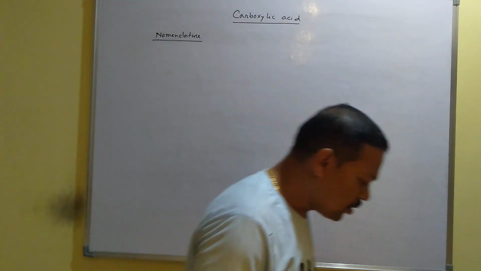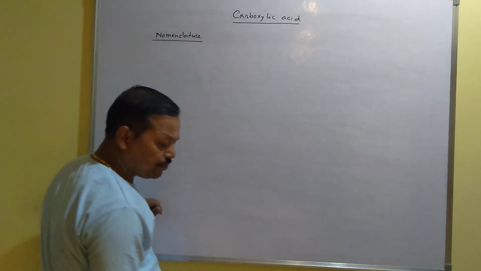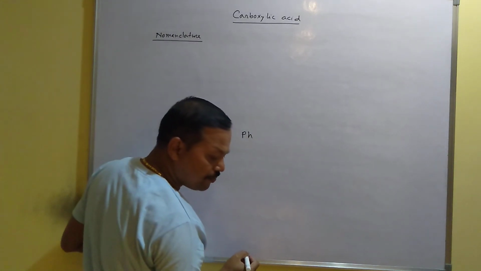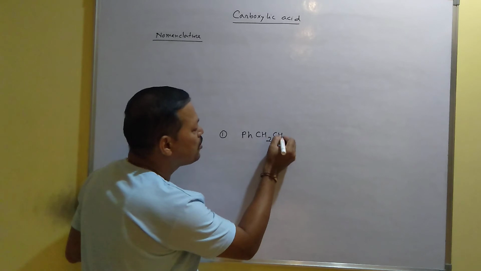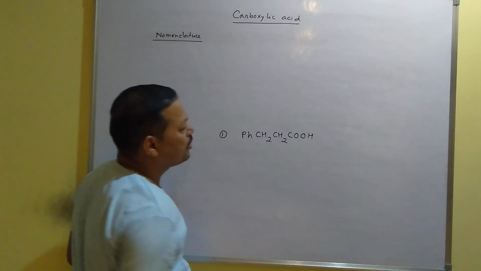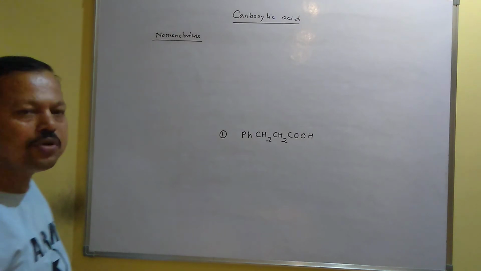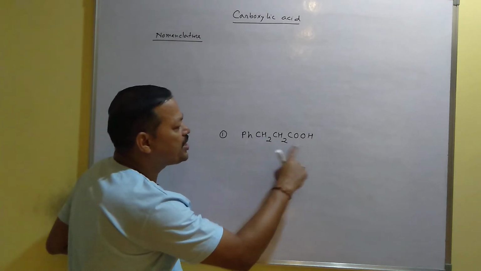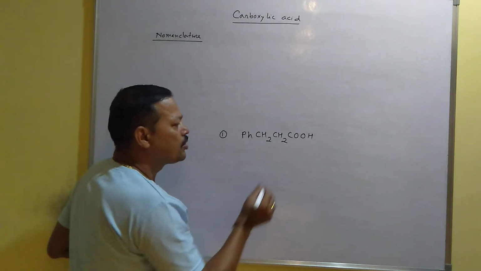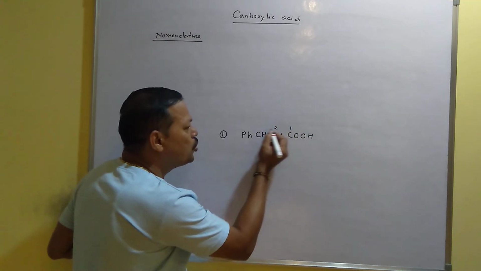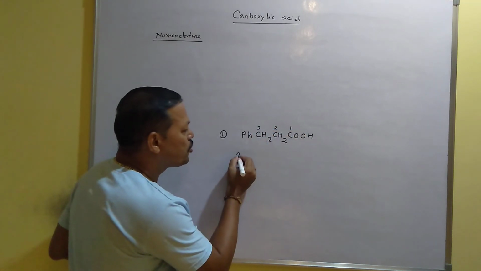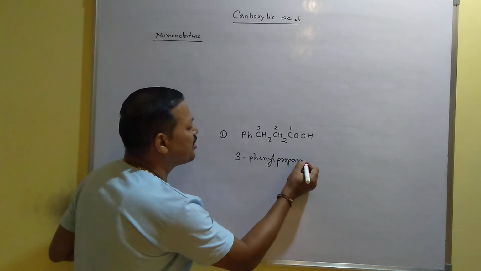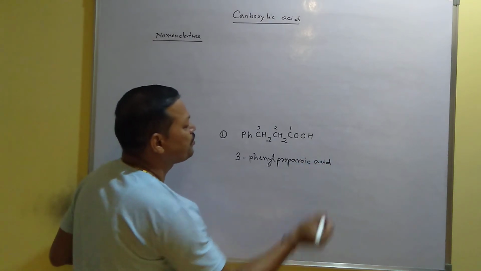Now we'll go for the text questions. Can you write the name of this one in your textbook? In the text question this is given: Ph CH2 CH2 COOH. Write the IUPAC name of this one. How to write? Ph means the phenyl group, I mean the benzene ring, and these are open chain carbons. This is the ring. Since the functional group is present, 1, 2, 3, like this you can do numbering. So the name you have to write like this: 3-phenylpropanoic acid. This is the name.